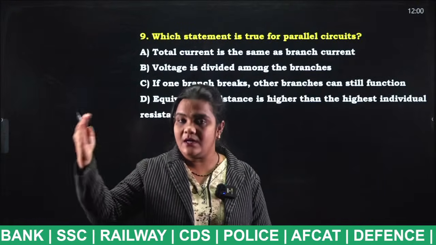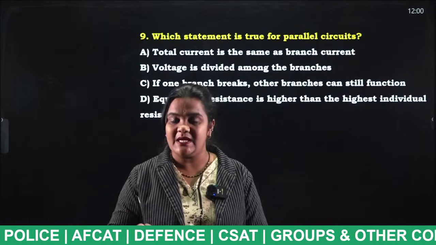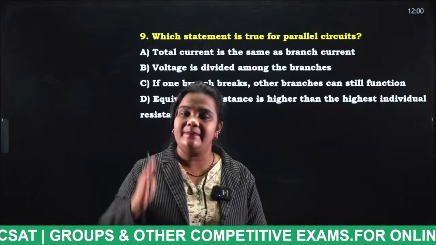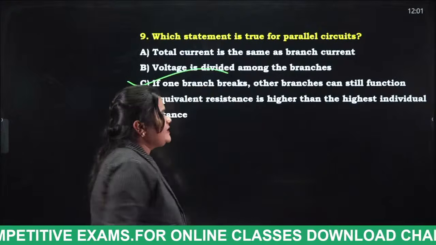But in a parallel connection, it is made up of two branches. If there is a break in one branch, the current will flow in another branch. Now tell me the answer. Very good. If one branch breaks, other branch can still function.